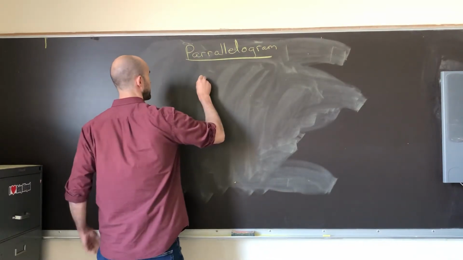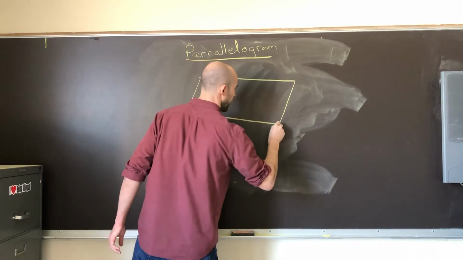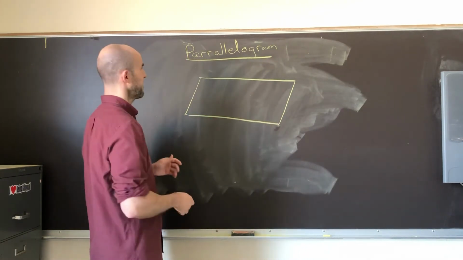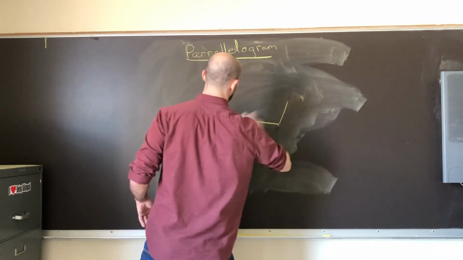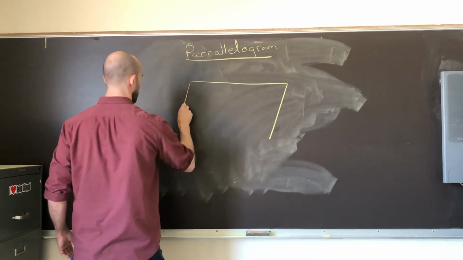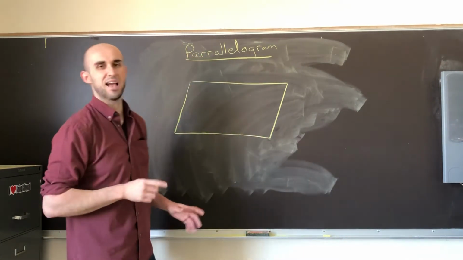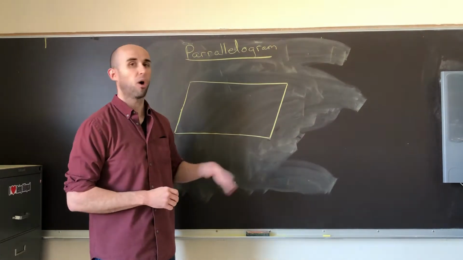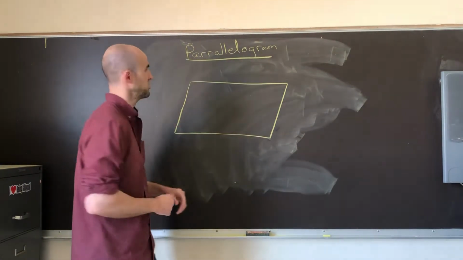A parallelogram looks like a rectangle, but the only difference is that a rectangle is straight and has right angles, 90-degree angles, while a parallelogram is slanted. Let me try to draw that better, because this one actually looks pretty bad. So when we have a parallelogram, it has certain characteristics. It has 4 sides automatically. Whenever a figure is a quadrilateral, it always adds up to 360 degrees. Anything with 4 sides will always add up to 360 degrees.